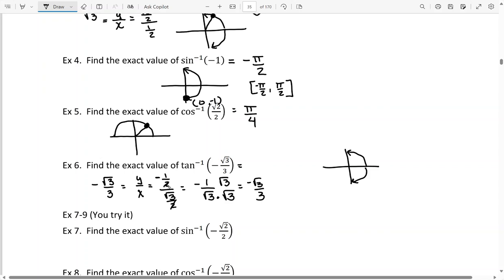So the question becomes, where is your y value equal to negative 1/2 and your x value equal to radical 3 over 2? And that would be sitting right about there. And again, coming around clockwise, that would be negative. And it's the opposite of what's over here. Here it was pi over 6. So down here is going to be negative pi over 6.